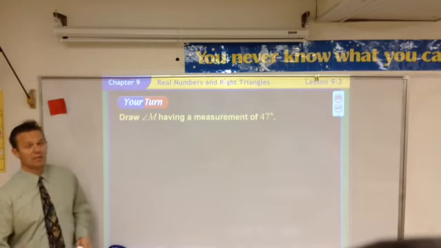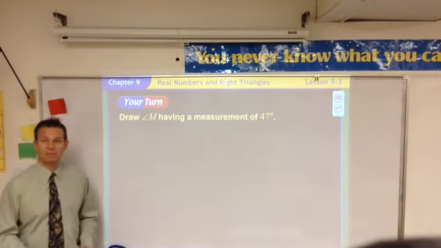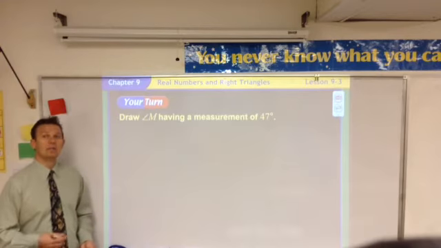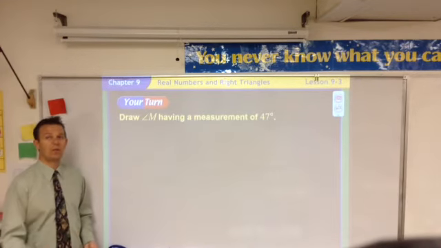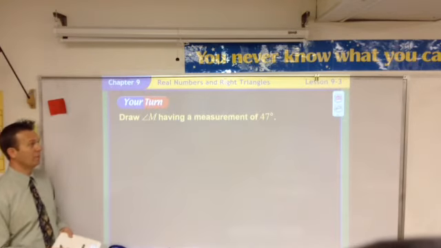Your turn now. You get to actually do one, which is a 47-degree angle, and you're going to call it angle M. So again, don't forget, you first draw the ray, set up your protractor, and then find 47 degrees.